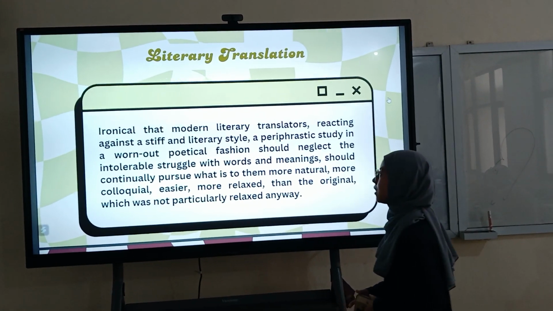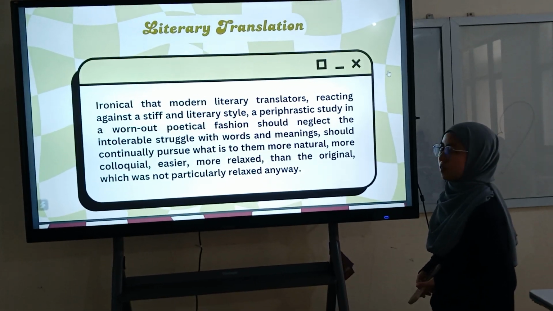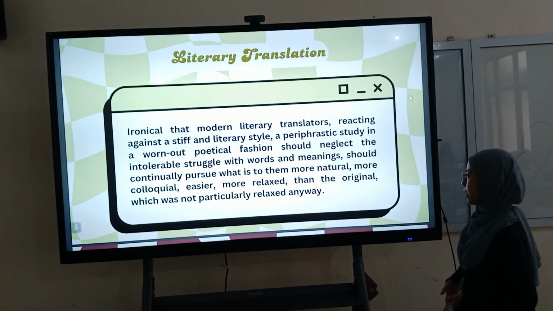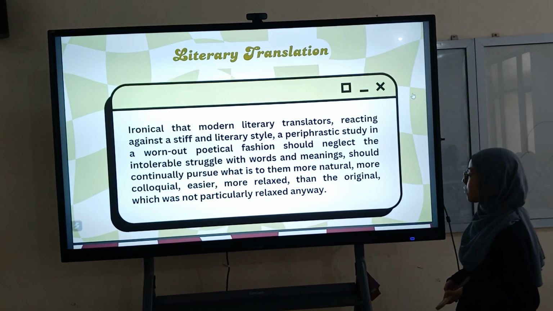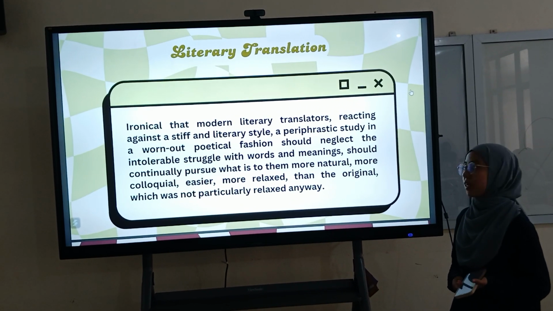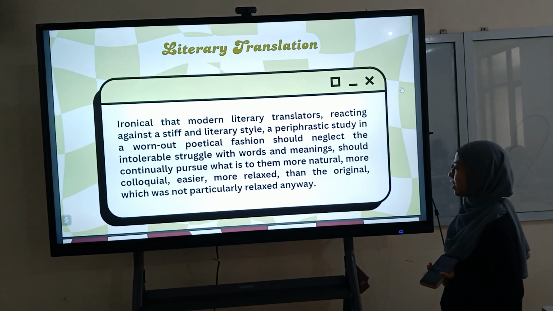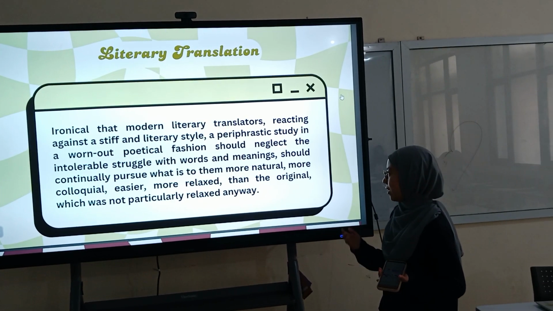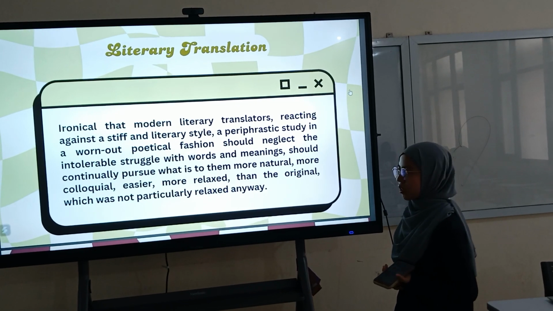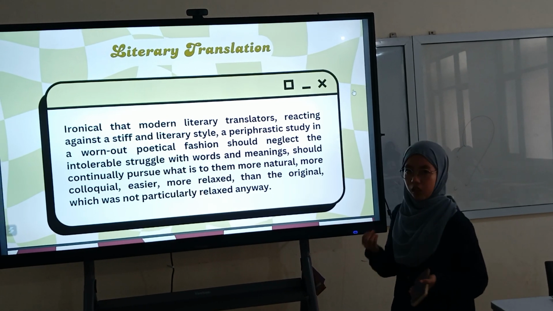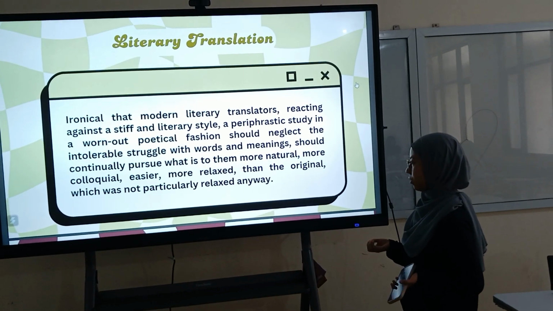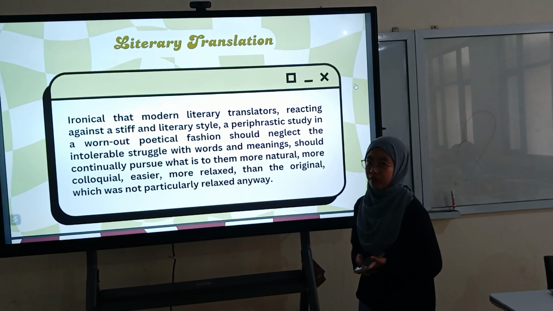So the next one is literary translation. So it is ironical that modern literary translators, reacting against a stiff and literary style, should neglect the intolerable struggle with words and meaning, should continually pursue what is to them more natural, more colloquial, easier, more relaxed than the original, which was not particularly relaxed anyway.